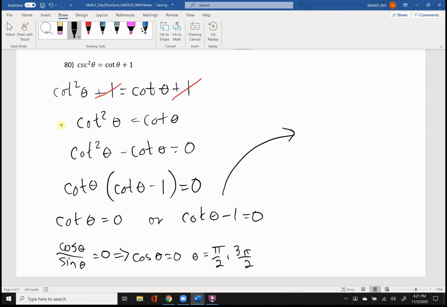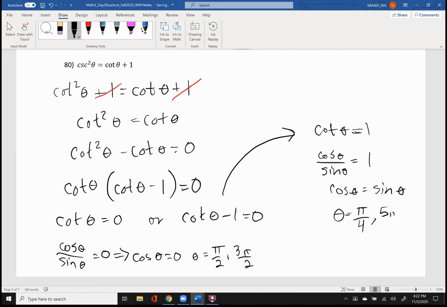But now we have to entertain this other case in which the cotangent theta equals 1. So that'll be when the cosine theta over sine theta equals 1. So I added 1 to both sides to get from here to here. So that means that we're looking for when the cosine theta equals 1. Oh, excuse me, sorry. Not when the cosine theta equals 1, it's when the cosine theta equals the sine theta. And when does that happen? Well, that happens when theta equals pi over 4 and 5 pi over 4. And there you have it.